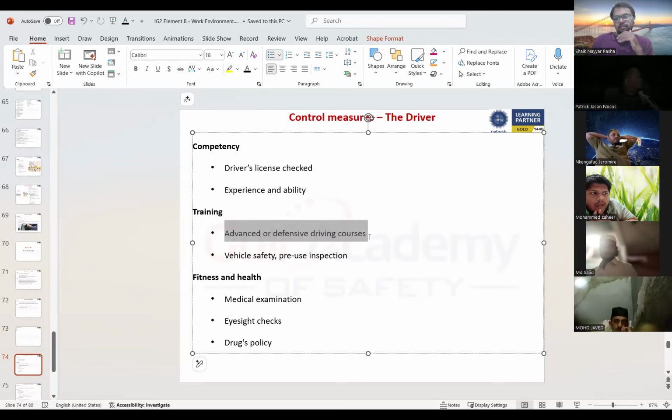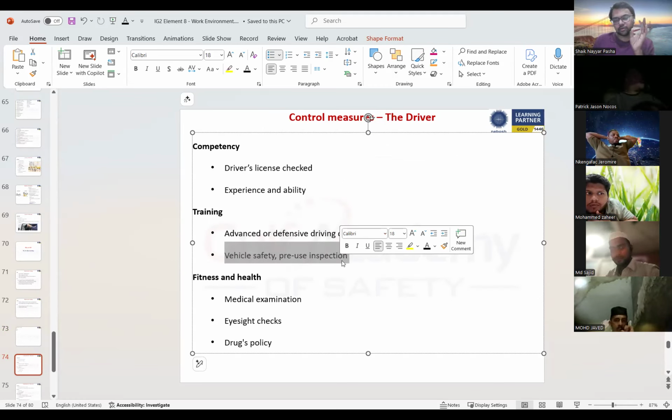Provide training to the drivers on how to drive safely, and provide training to the workers on how to carry out pre-use checks and what to check in this. We already discussed earlier: medical examination, eyesight tests, and drugs. That comes under a drugs policy. That will come under safe driver.